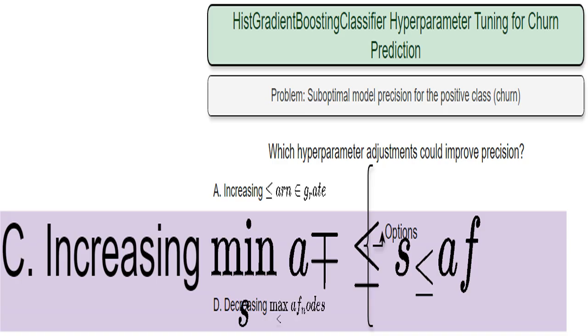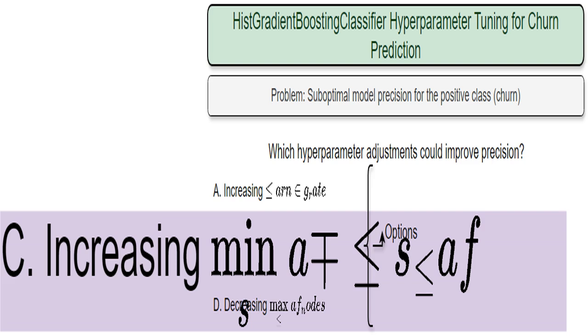I'm focusing on the hyperparameters of a HistGradientBoostingClassifier model, a type of machine learning model used for classification tasks, and how they specifically affect precision. I'm investigating the model's ability to correctly identify positive cases, like customers who will churn, without incorrectly labeling negative cases as positive. Precision is the number of true positives, correctly identified positive cases, divided by the sum of true positives and false positives, incorrectly identified positive cases. I want to find the hyperparameter tweaks that will improve this precision score.